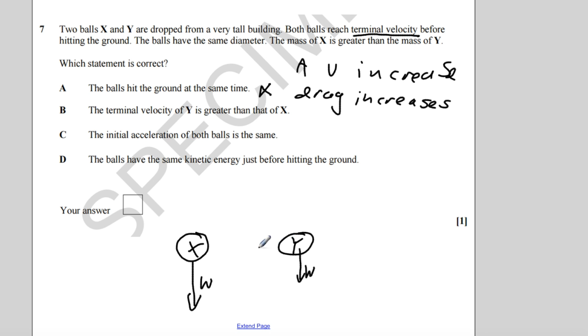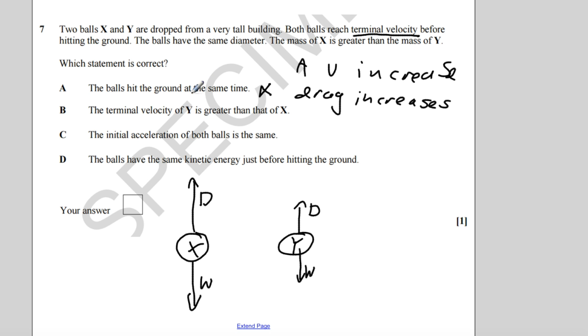So if that's the case, then even though they're accelerating at the same rate initially, X will need to reach a larger velocity to equal out that weight to reach terminal velocity. Y, on the other hand, will need a smaller drag force to overcome this weight to reach terminal velocity, and this lower drag force requires a lower speed. So it'll have a lower terminal velocity, and so that will mean that X will hit the ground first.